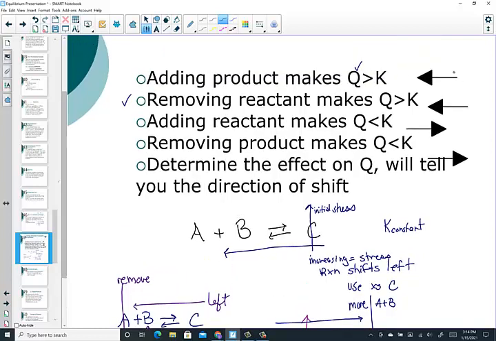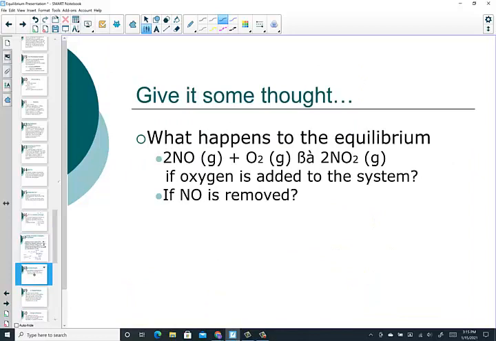Adding product shifts it to the left. Removing reactant shifts it to the left. Adding reactant shifts the equation to the right. And determining the effect on the reaction quotient will tell us the direction of the shift. Let's give it some thought.